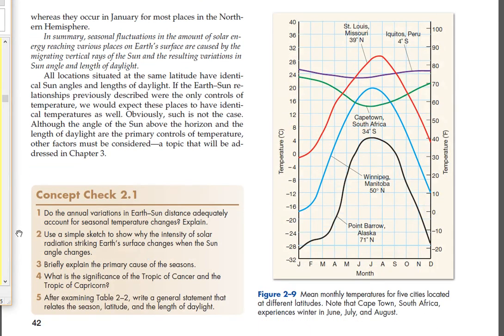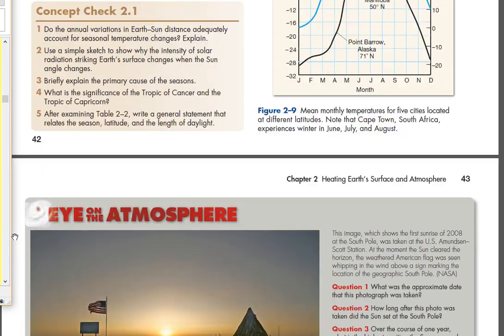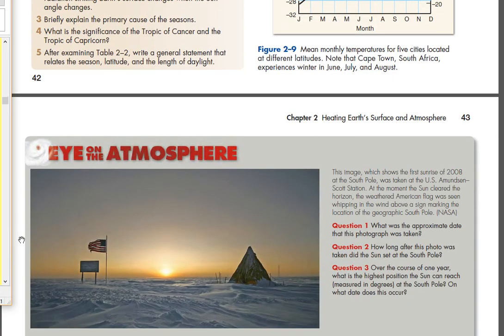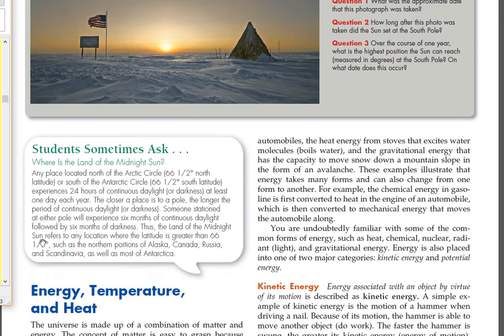Students sometimes ask, where is the land of the midnight sun? Any place located north of the Arctic Circle, 66.5° north latitude, or south of the Antarctic Circle, 66.5° south latitude, experiences 24 hours of continuous daylight, or darkness, at least one day each year.